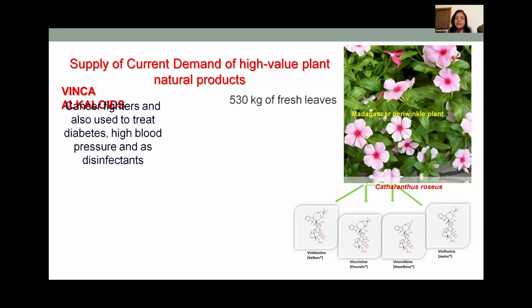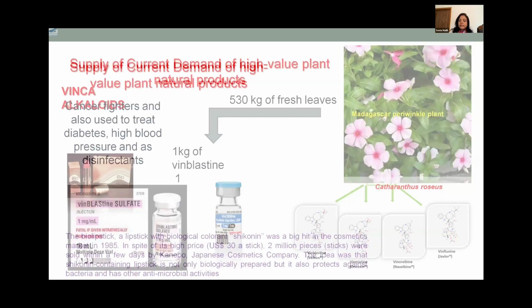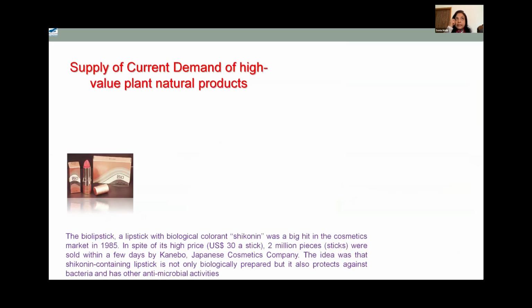And we need 530 kilogram of fresh leaves to obtain 1 kilogram of vinblastine and 1 gram of vincristine, the pure form of these compounds. For these we need to have 530 kilogram of fresh leaves. That was another example from the medicine side.